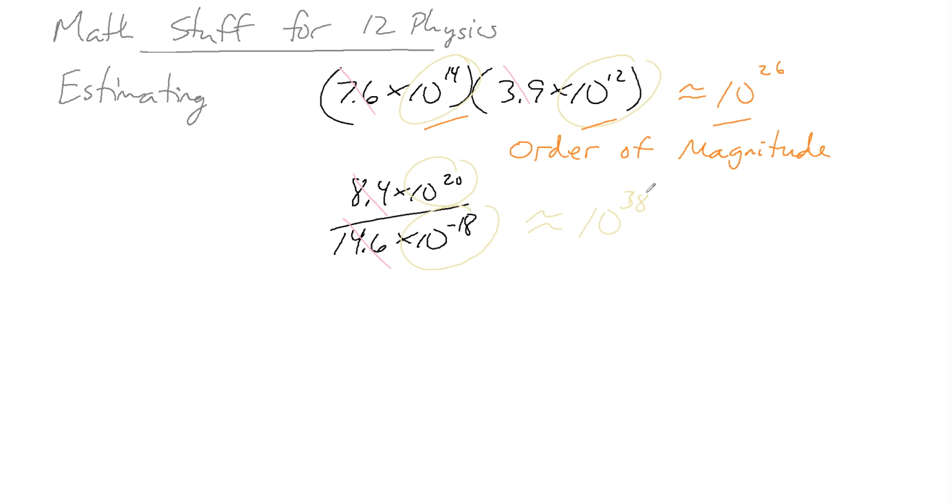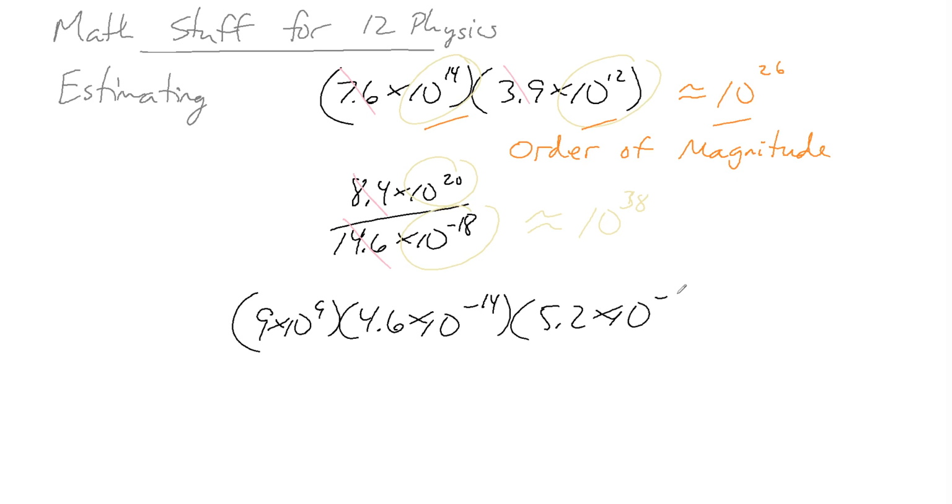Okay? Now, where this really kicks in, and I'm going to give you an example here. This is legitimately one of the types of calculations you'll be doing this year for sure. It looks like this: 9 times 10 to the 9 times 4.6 times 10 to the negative 14 times 5.2 times 10 to the negative 16, and we'll divide that by 3.4 times 10 to the negative 7 squared. This is legitimate, easily one of the calculations you'll do a cajillion times, something very similar. So to estimate this with all those coefficients in front, no point, don't even bother. It's all about the powers of 10. That's all it's about.